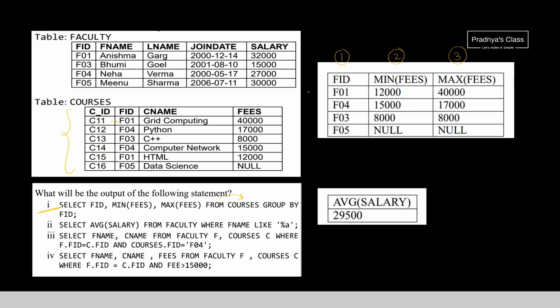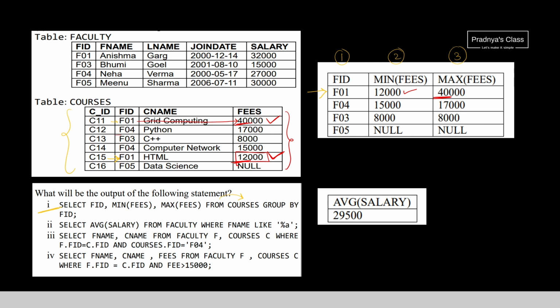Let's check out for the first FID. First FID is F01. The fees for FID F01 is 40,000 and there is one more record. The fees is 12,000. Out of these 2 we know what is minimum, that is 12,000. So that we will be writing here. We got minimum as 12,000, then maximum will be 40,000. So that will get displayed. In this way we will be calculating minimum of fees and maximum of fees for the rest of the FID.